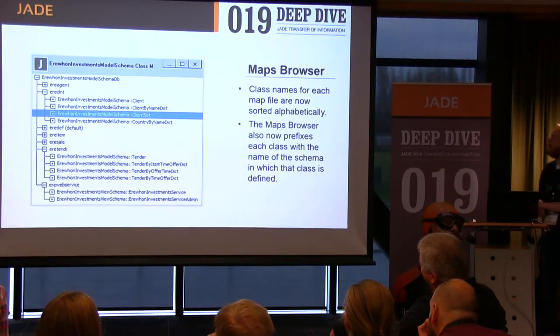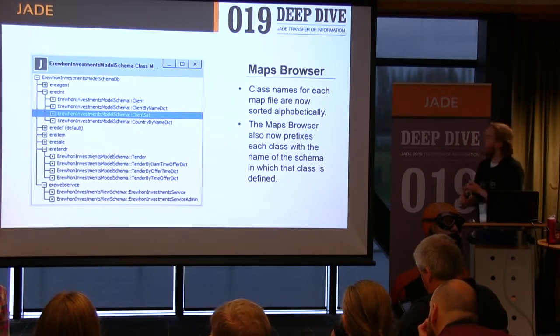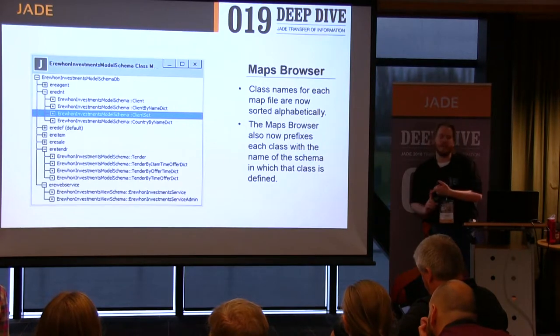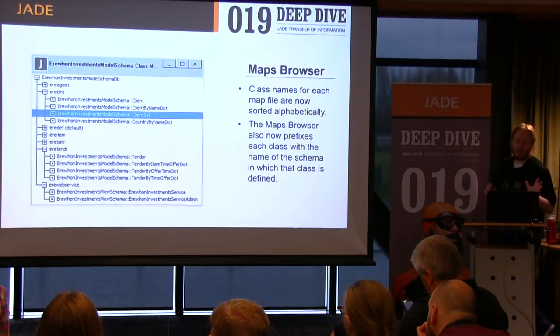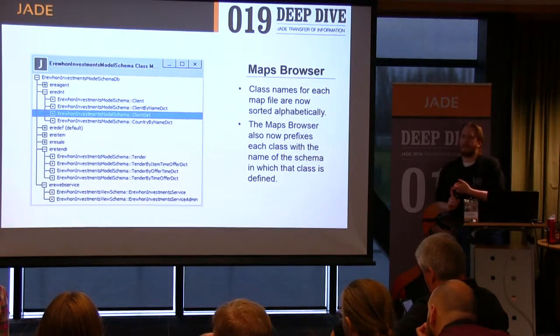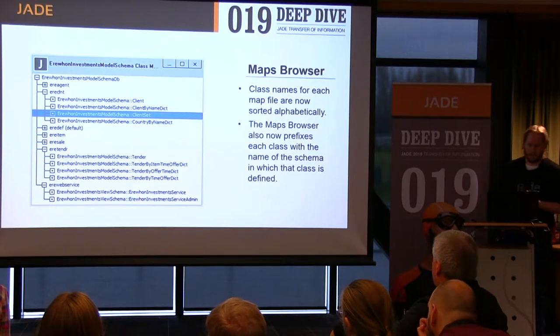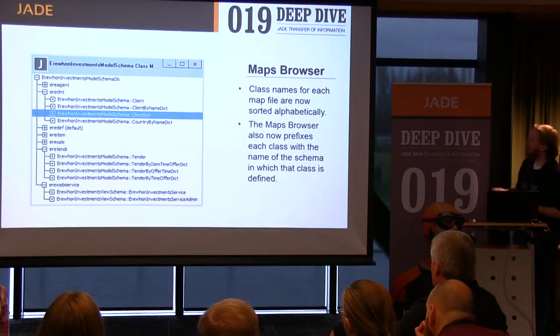Right, so for the Maps Browser, essentially all we're doing here is making things presented just a little bit more nicely for you. It's nothing that you're going to have to actually do, it's just that when you look at your Maps Browser, it's going to be a little bit nicer. First of all, your class names are sorted alphabetically. To be honest, I'm not actually sure what they used to be sorted by, or if they were sorted at all. But they're now sorted alphabetically.